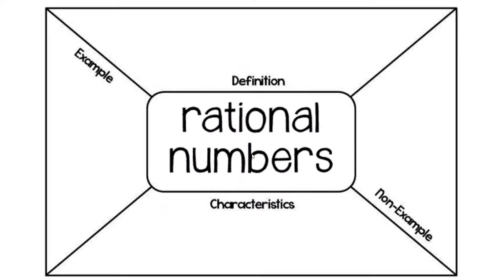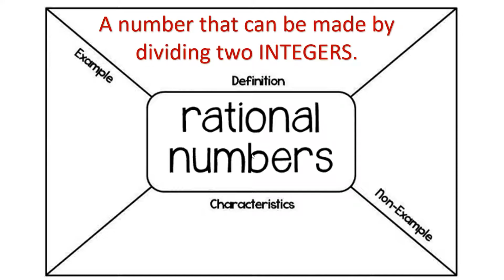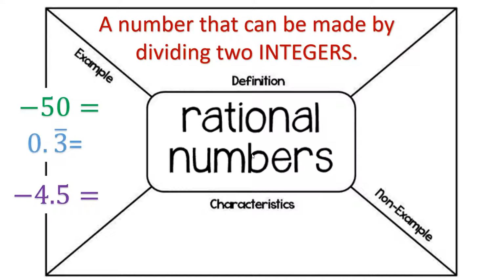The next vocab word is rational numbers. The definition is a number that can be made by dividing two integers. Therefore, it's a number that can be written as a fraction. In class, we go over these and I write these in. Negative 50 is equal to negative 50 over 1. 0.3 repeating is equal to 1/3, so you need to write 1/3 on your note sheet. And negative 4.5 can be written as an improper fraction, negative 9 over 2. So negative 4.5 is equal to negative 9/2.